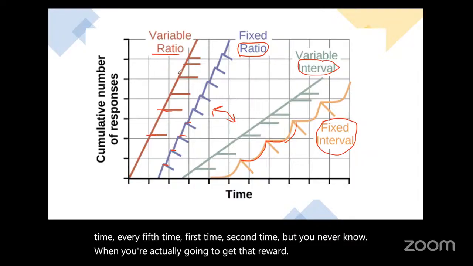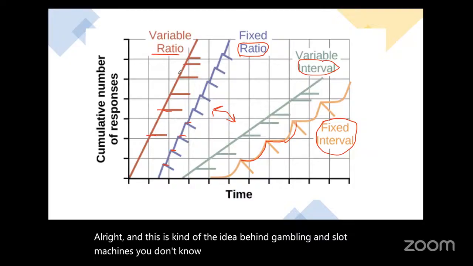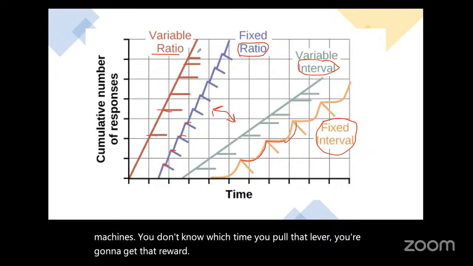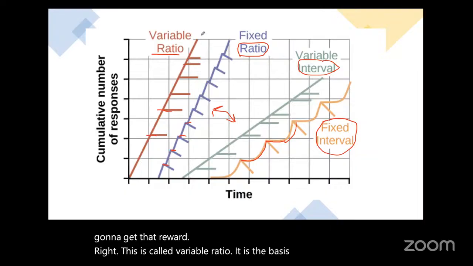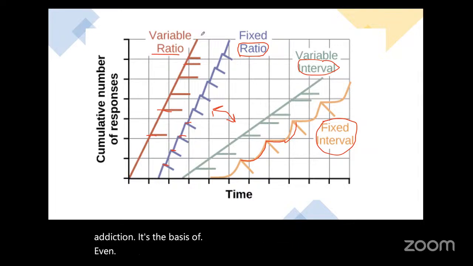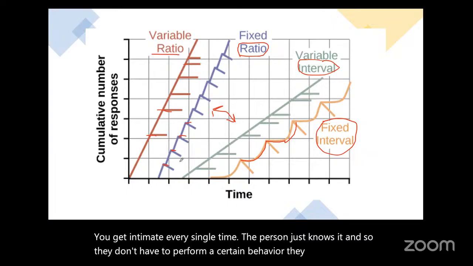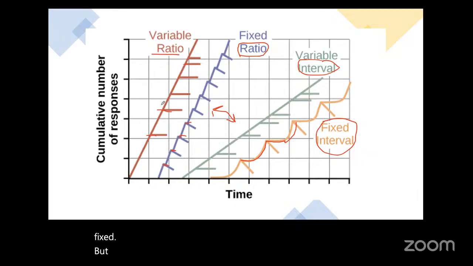All right. And this is kind of the idea behind gambling and slot machines. You don't know which time you pull that lever, you're going to get that reward. All right. This is called variable ratio. It is the basis of gambling addiction. It's the basis of even intimate relationships. So, in this situation, when you get intimate every single time, the person just knows it, and so they don't have to perform a certain behavior. They just know it's fixed. But if it's variable, sometimes when you do something nice for me, you get it, and sometimes you don't.